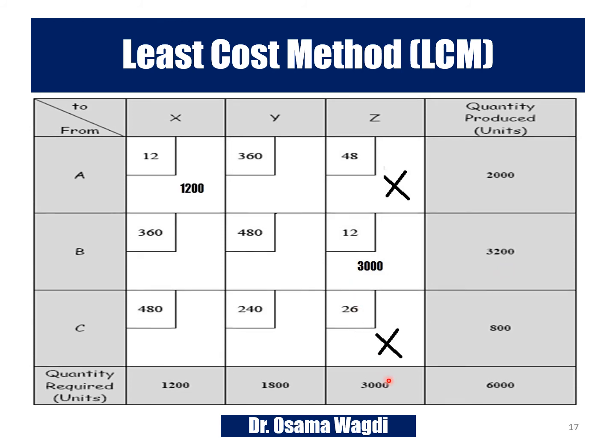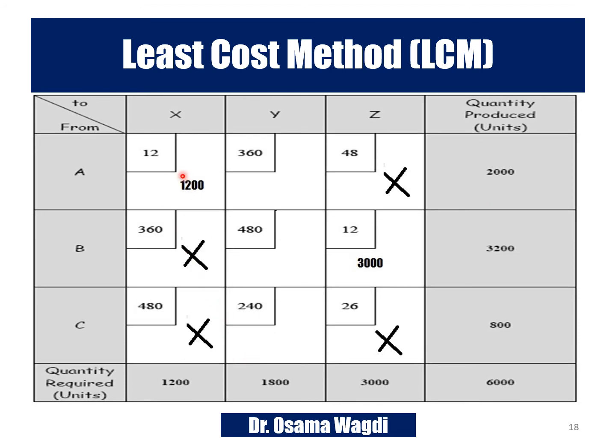So we will search for the next least cost, which is 12 in cell AX, and we will make the comparison between the 1200 and 2000. I will pick the least number, 1200, instead of 2000. So the rest of the cells in the column, PX and CX, will be crossed, will be 0, will be empty. And I will subtract 1200 from 2000, and 800 will remain.